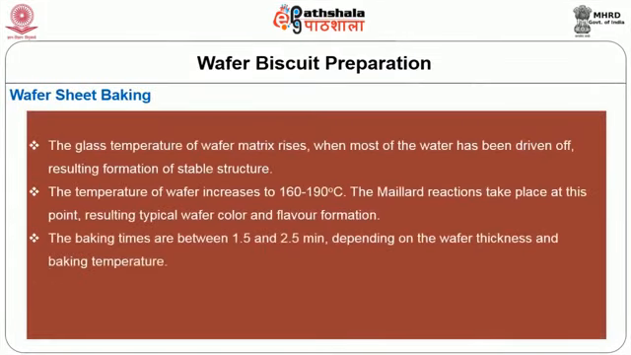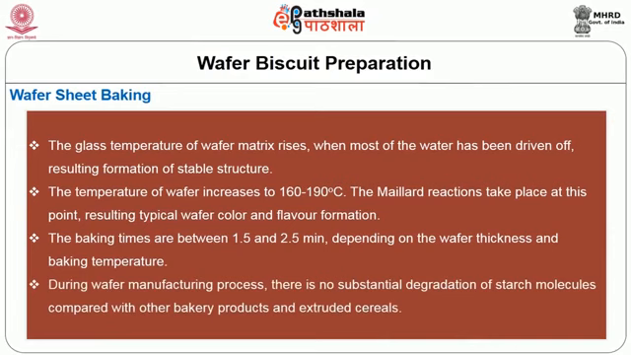Then wafer preparation. The batter is transferred after preparation into an intermediate tank from where it is pumped to the oven and spread onto baking plates. The baking of wafer sheets is done in a wafer oven at 160 to 190 degrees Celsius. The baking time ranges between 1.5 and 2.5 minutes. At the end of the baking operation, the baked sheets are released and cooled. The wafers are passed to a conditioning unit where the moisture content of the sheets is increased to achieve some stability in the texture and size of the wafer.